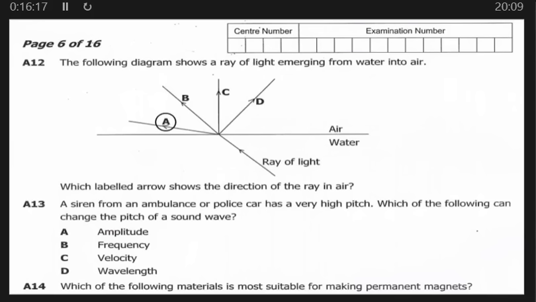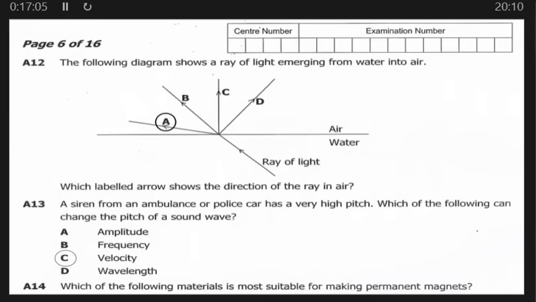So let's go to 13. A siren from an ambulance or police car has a very high pitch. Which of the following can change the pitch of a sound wave? A, amplitude, B, frequency, C, velocity, D, wavelength. The answer is B. Frequency is the one that is related to pitch, all right?